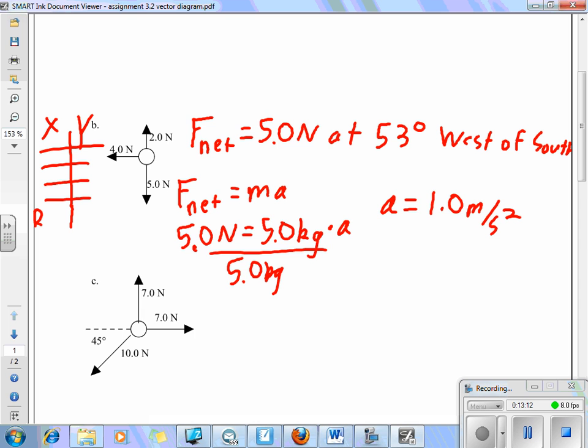Is that good enough? No, it's not quite good enough. It may be 1.0 meters per second squared, but that's just a magnitude. We also need a direction. And from before, if you recall, the net force is always pointing in the same direction as the acceleration because the acceleration is caused by the net force. So it's 1.0 meters per second squared at 53 degrees west of south. There we are. That is the complete answer.